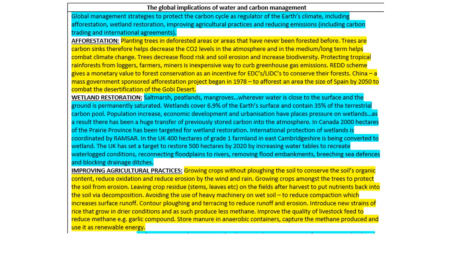So we've got to look at global management strategies that are used to protect the carbon cycle as a regulator of the Earth's climate. So firstly, afforestation. So planting trees in areas that you've deforested, or planting trees in areas that have never had forests before. Trees take in carbon, they're a carbon sink, so it reduces the amount of carbon in the atmosphere, and the trees then store the carbon in their biomass, in their trunks, their roots, the surrounding soil. We've got several big pledges. Ethiopia have pledged to plant 20 billion trees by 2022. Pakistan have pledged 10 billion trees by 2023.